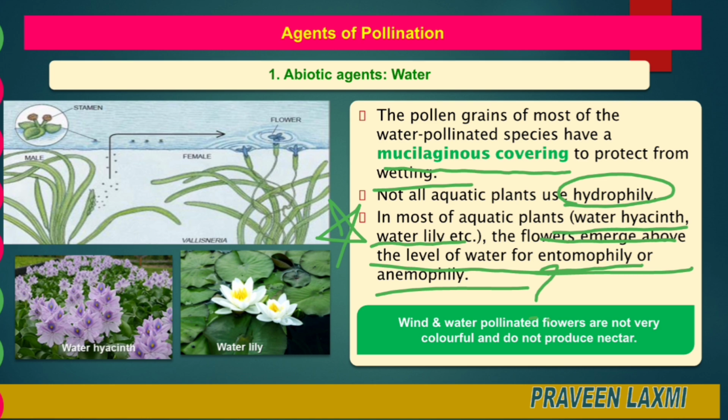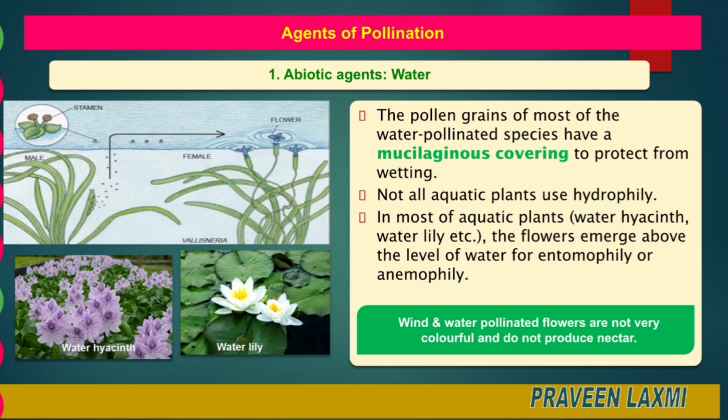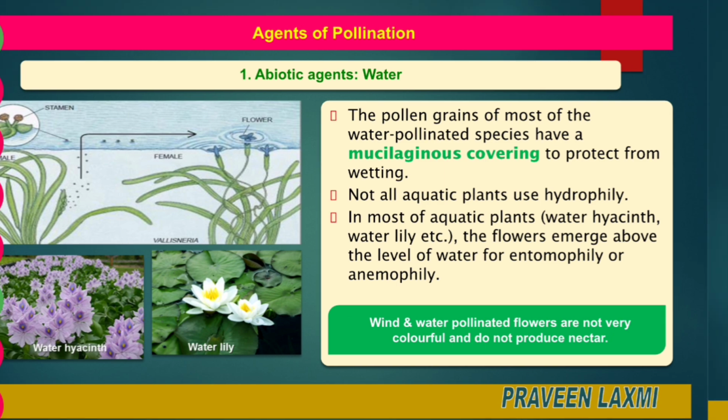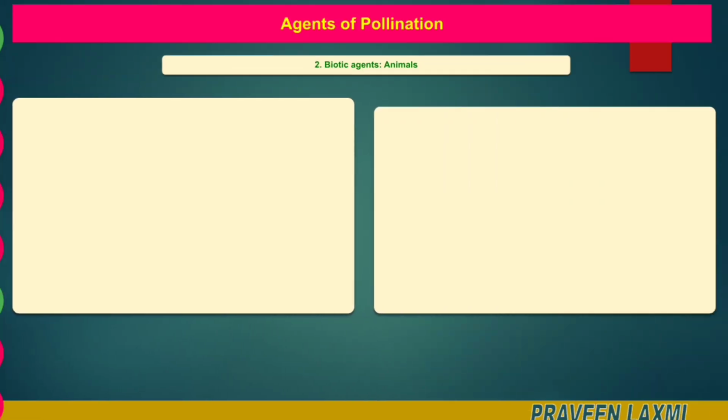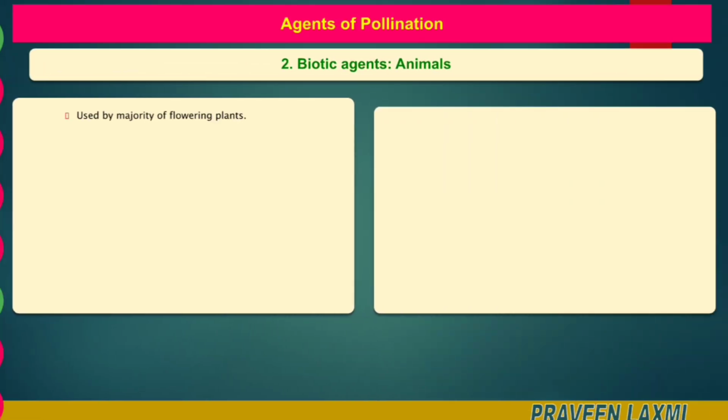One thing you have to remember: the flowers pollinated through wind and water don't have colorful flowers. Right. We'll move on to the next topic, that is agents of pollination through animals.